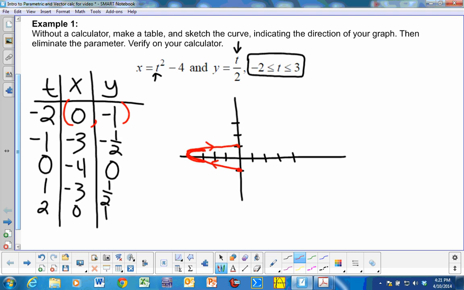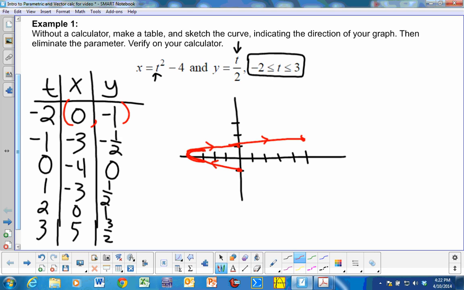And then if time is 3, which is the end of our graph, we're going to get 5 and 3/2. So we can put a solid dot there when I get to that point. 1, 2, 3, 4, 5, and then we're at 1.5. So right about there. So we're coming around to here. And then we stop right there. So we can put another arrow if we want. And so this is the graph that we get. And that would be the entire graph.